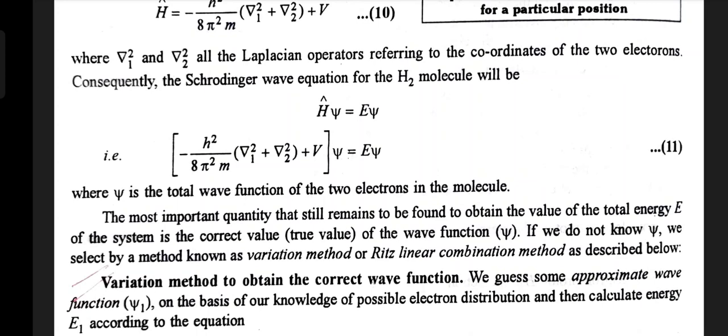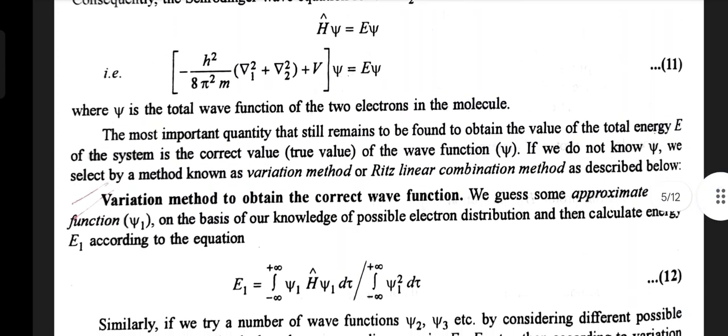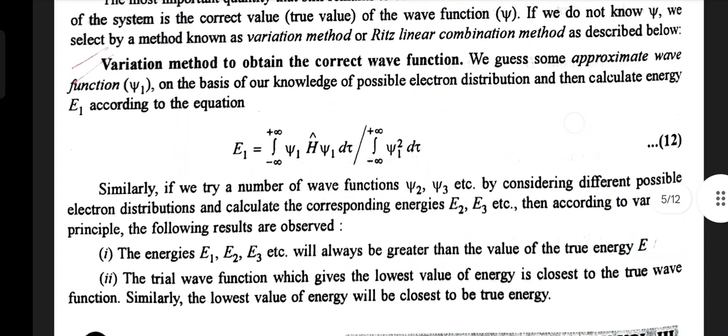If we do not know psi, the value of the wave function of the system is incorrect. If we do not know psi, we select it by a method known as the variation method or Ritz's linear combination method, as described below. Variation method to obtain the correct wave function: we guess some approximate wave function psi1 on the basis of our knowledge of possible electron distribution and then calculate the energy E1 according to the equation.